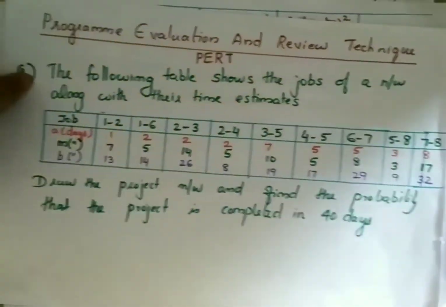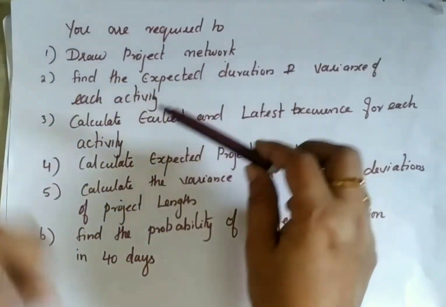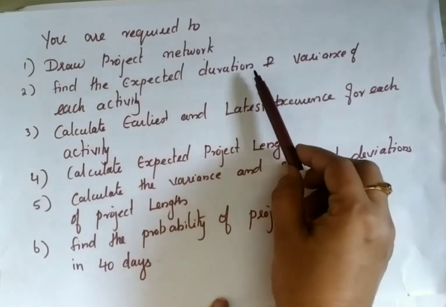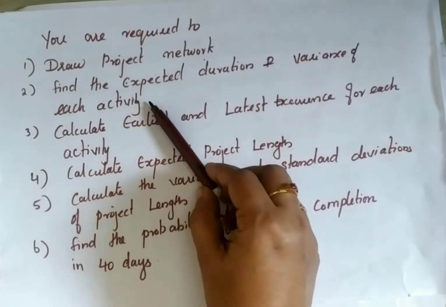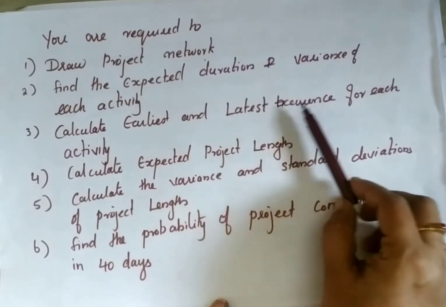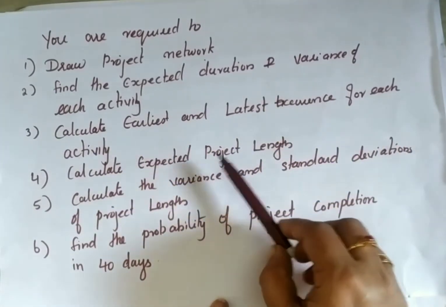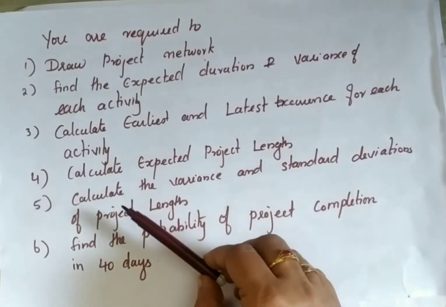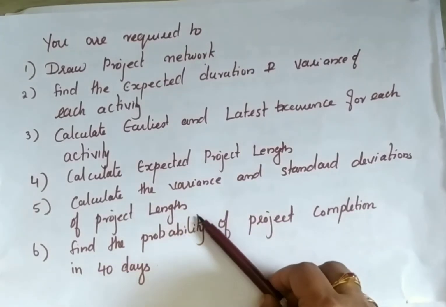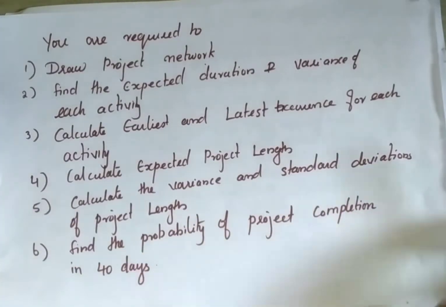You have to draw the project network, which they are already telling in the question. Find the expected duration and variance of each activity. And you have to calculate the earliest and latest occurrence for each activity. And calculate expected project length. The fifth one, calculate the variance and standard deviation of project length. And the last one, find the probability of project completion in 40 days.